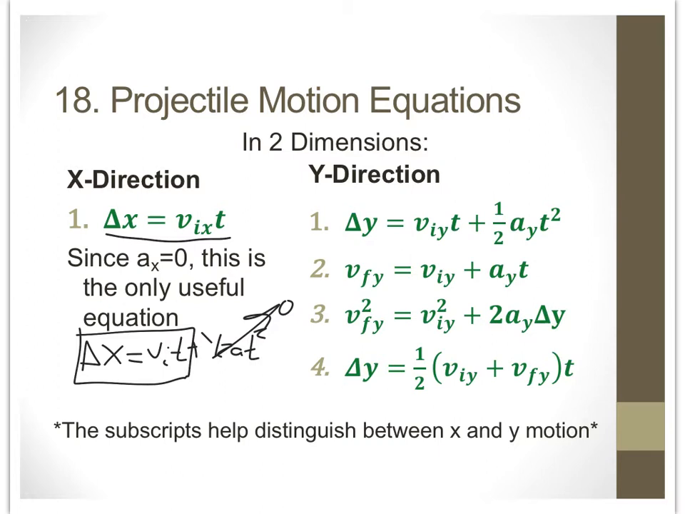Okay. In the y direction, we have the full 4 equations. The only thing that's different is I've added these subscripts, okay, just to distinguish between x and y motion. The equations are no different. We're just going to have to do them twice now because we have horizontal motion in the x and we have vertical motion in the y. This is just like doing F equals ma twice when we have both x forces and y forces. So it's no different than max and ma. We're just doing it with the kinematics equations instead of F equals ma.